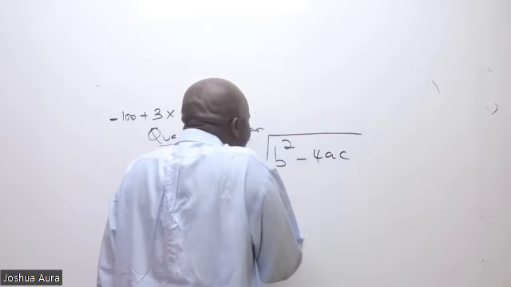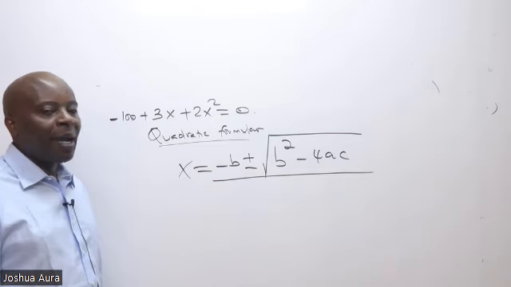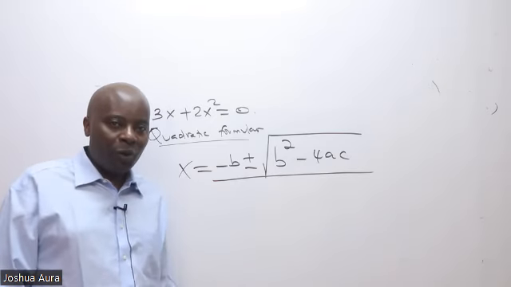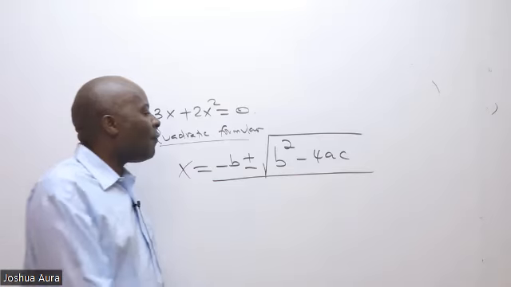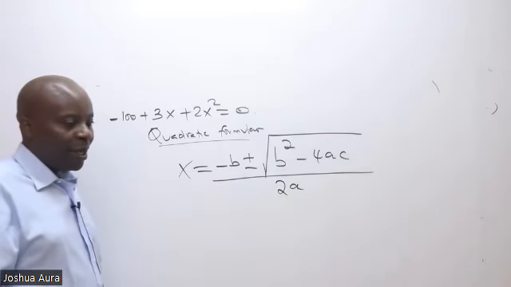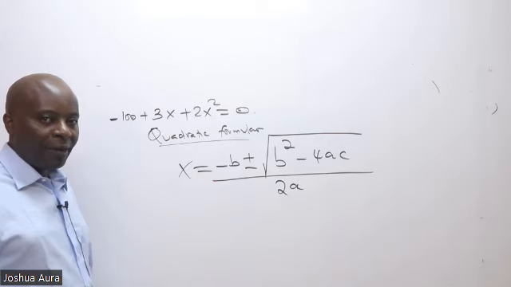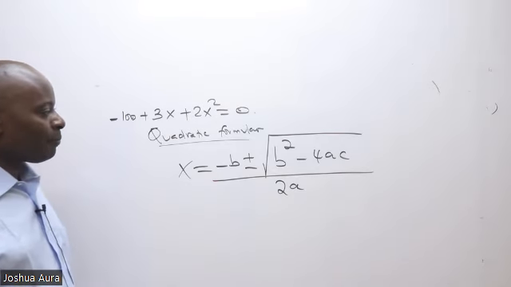And then everything to be divided by who? Everything to be divided by 2a.